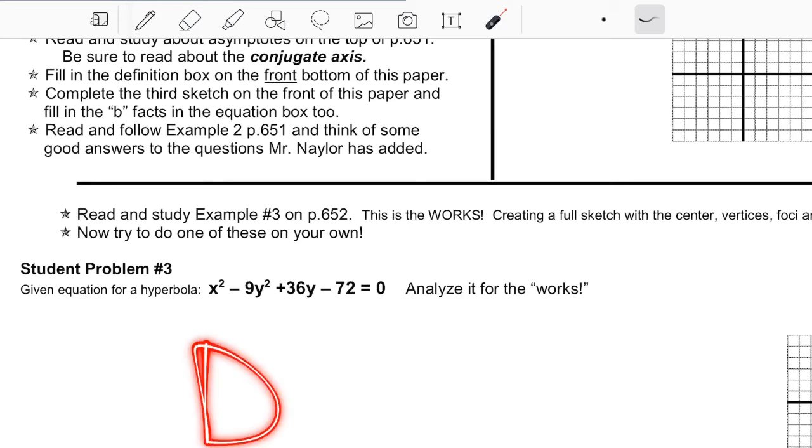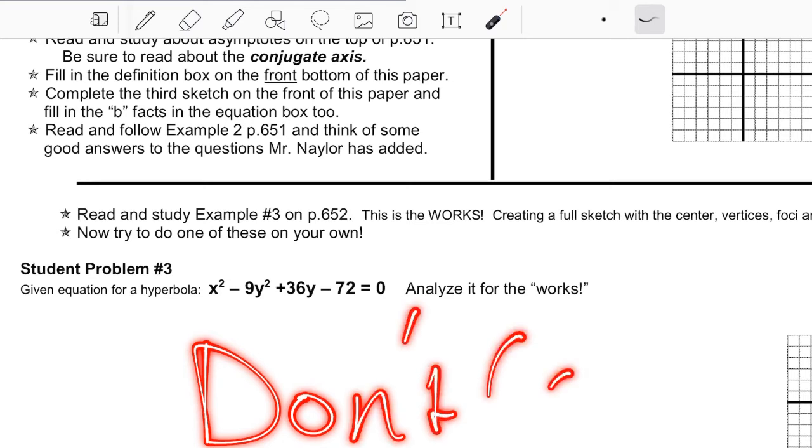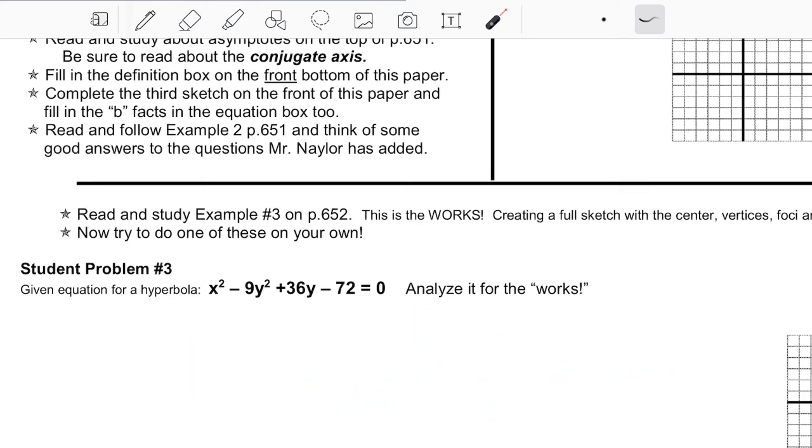So don't copy this problem. Don't just look at it and say, well, I could do that. You want to work through it, and then you can check your answer with the answer key that I provided.